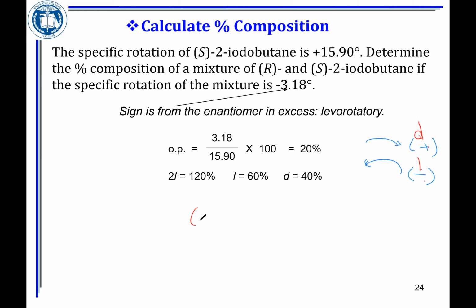If you see a label that says plus minus, or you see that it says DL, that means it is a mixture of both enantiomers, not purified. If it's a chiral compound and it is pure, it would say either just R or just S.